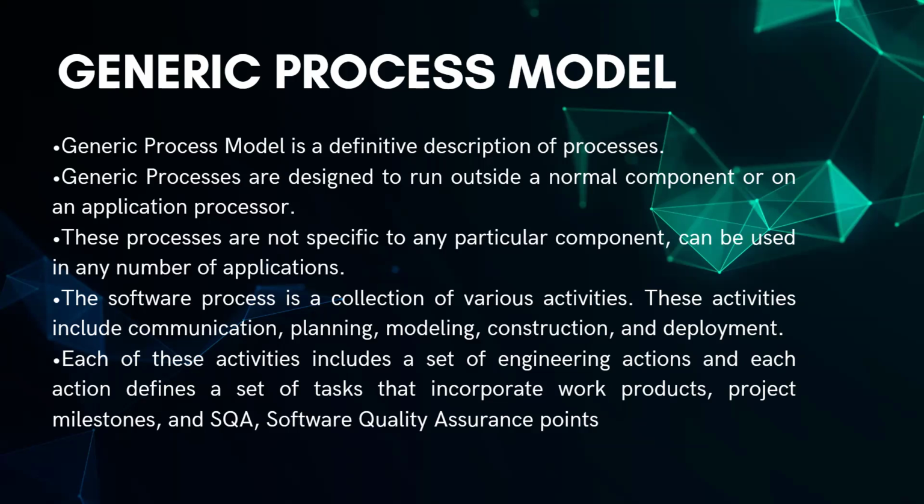The software process is a collection of various activities. These activities include communication, planning, modeling, construction, and deployment. Each of these activities includes a set of engineering actions, and each action defines a set of tasks that incorporate work products, project milestones, SQA, also known as software quality assurance points.